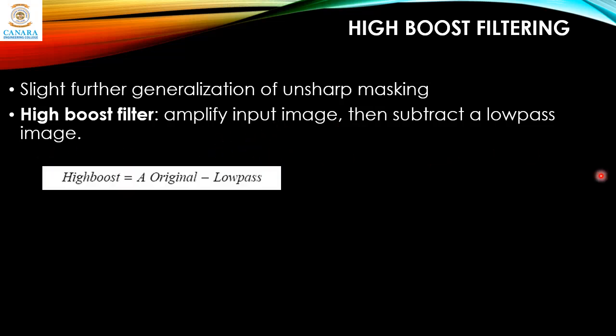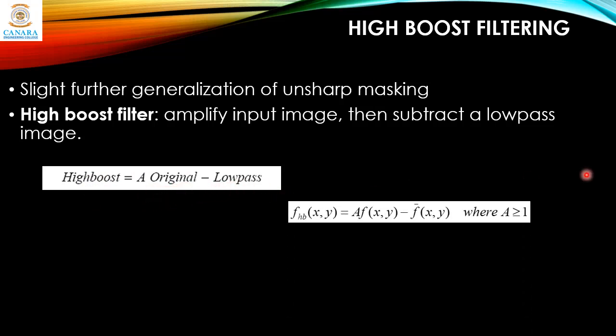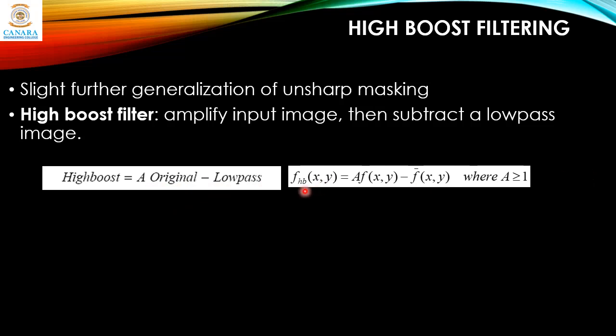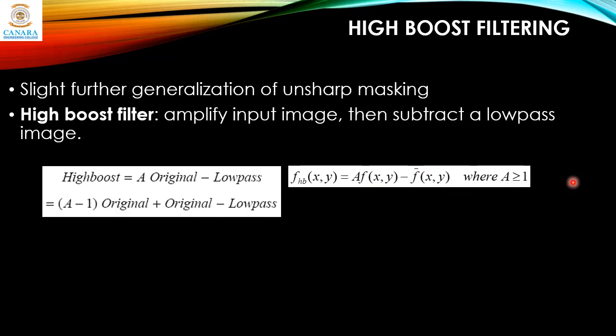So to put it into context, it looks like this. The high boost version is basically the amplified original image minus a low pass version. So this is the equation: F_HB(x,y) is equal to A times F(x,y) minus F'(x,y), which is the low pass version, and A is greater than or equal to 1.